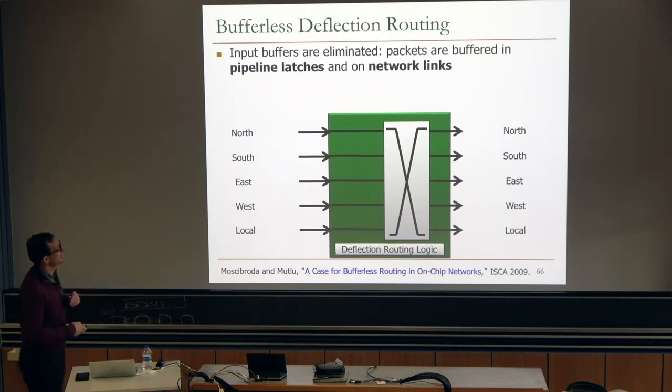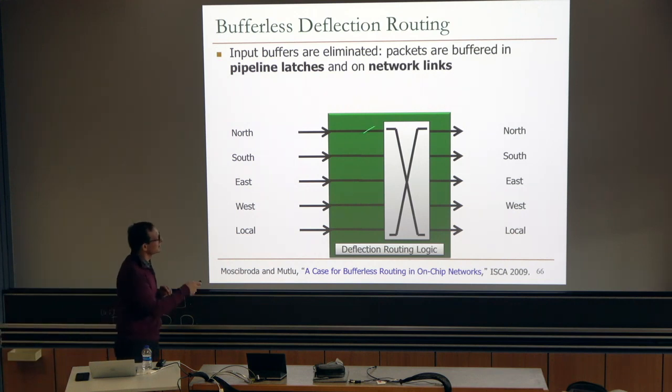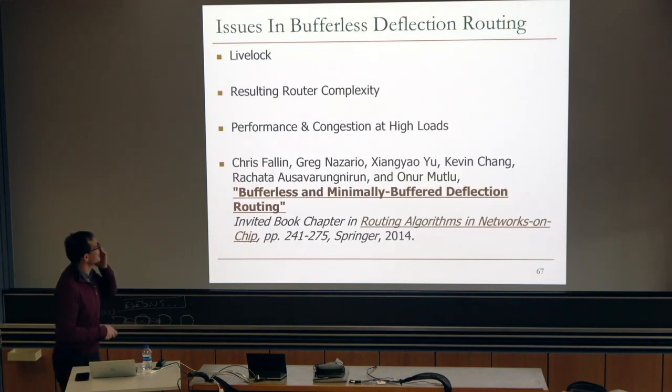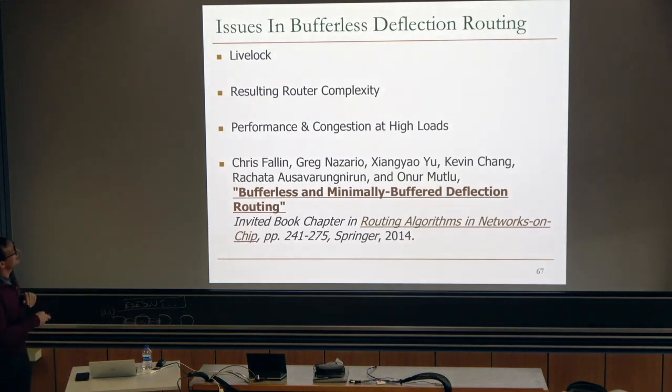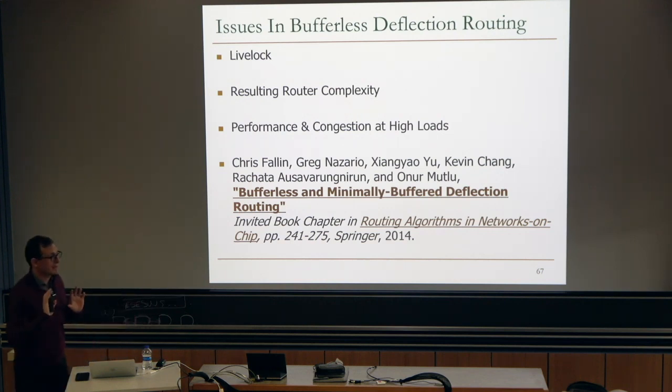Okay, basically you get rid of the pipeline latches, or you get rid of the buffers, and your router is actually simple. Now we're going to see that the story is a bit different later, but overall it's conceptually simple, and that's the beauty of this bufferless routing. And if you're interested, basically the issues that result from it are livelock, as we will see later. Router complexity reduces in some way, but also increases in some other way. And we will discuss that.